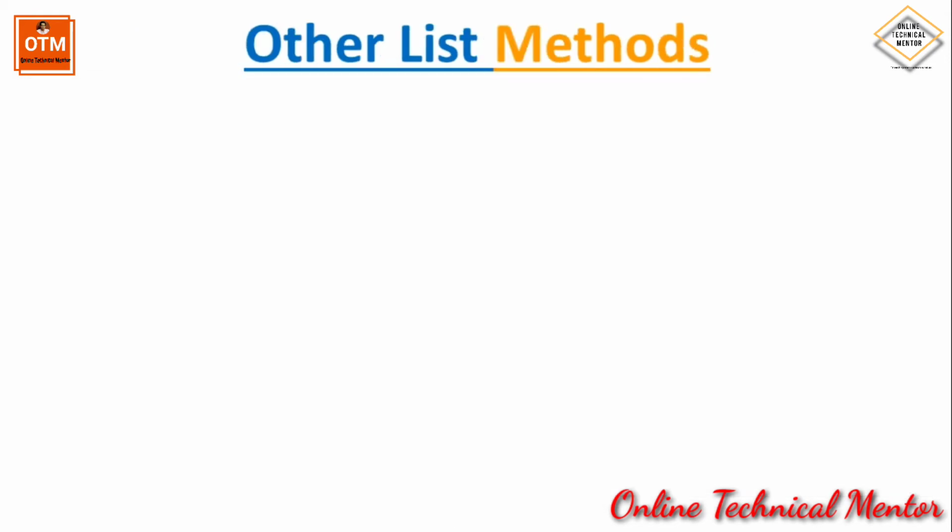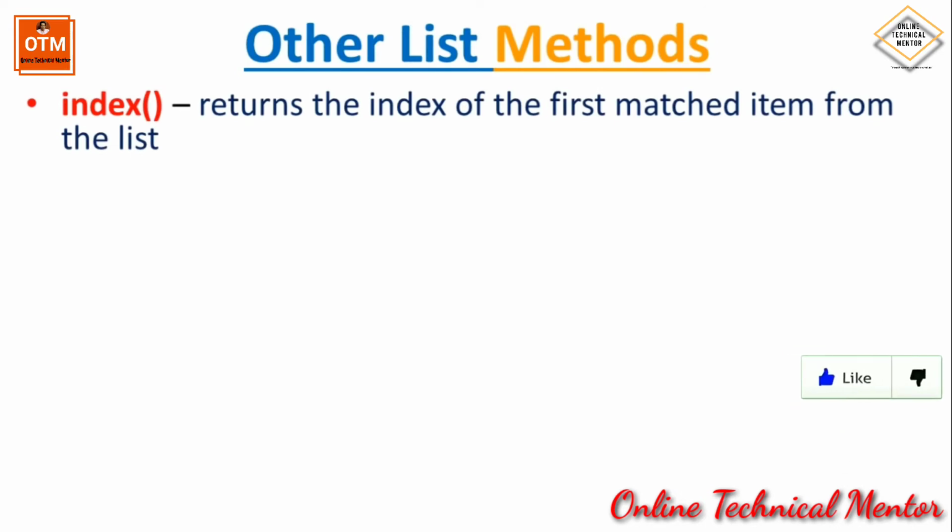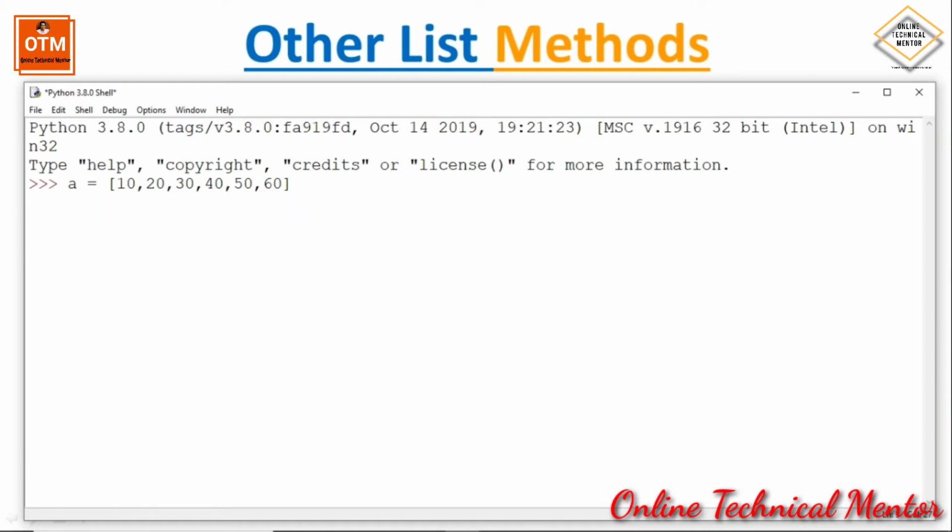The other list method is index. It returns the index of the first matched item from the list. Let me take this list as an example. Now I want to see the index of 30. For that I have to write a dot index and 30. So it will return 2. This index function returns the index of the first matched item from the list. If 30 occurs several times, it will return the index of the first 30, that is the first occurrence.